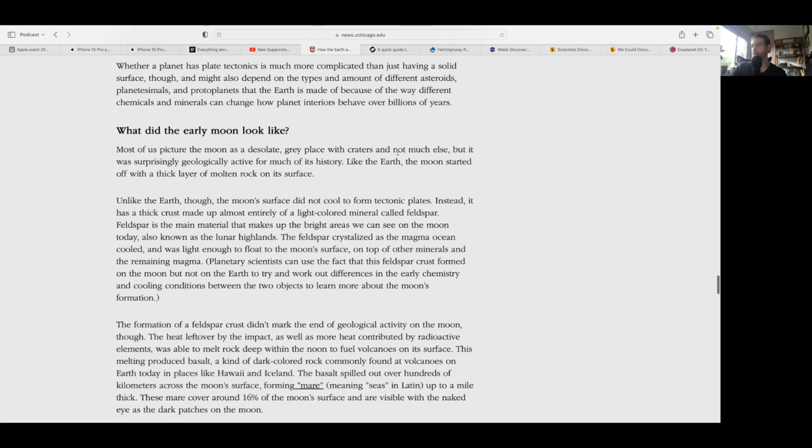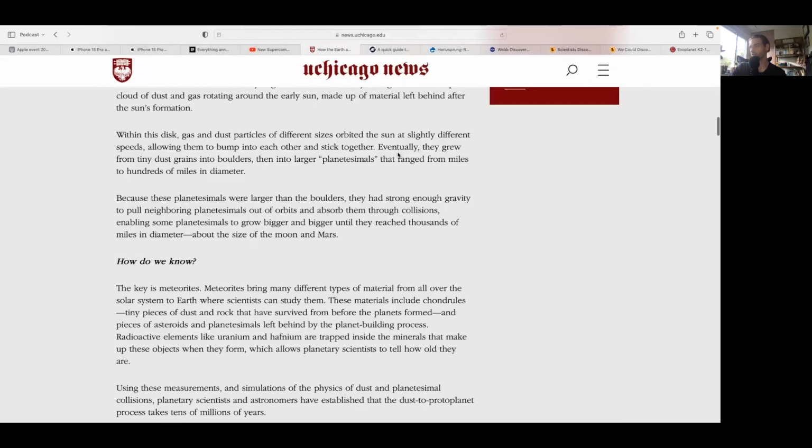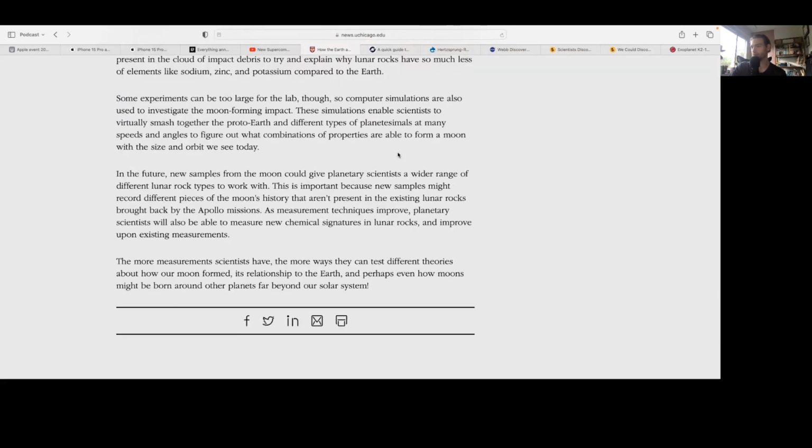And then to kind of top it all off, it did mention something in this last section that I do want to talk about. The more measurements scientists have, the more ways they can test different theories about how our moon formed, its relationship to the Earth, and so on. So obviously with the Artemis mission in full swing, I do think part of the idea with that is to ultimately create a base on the moon.